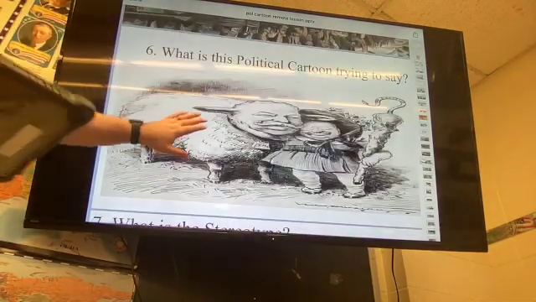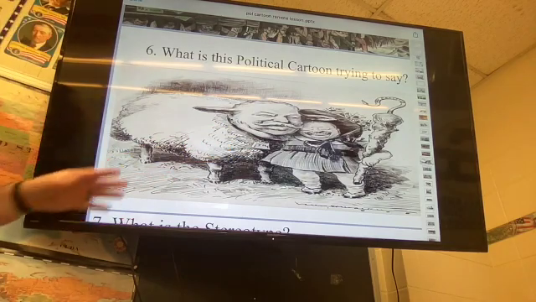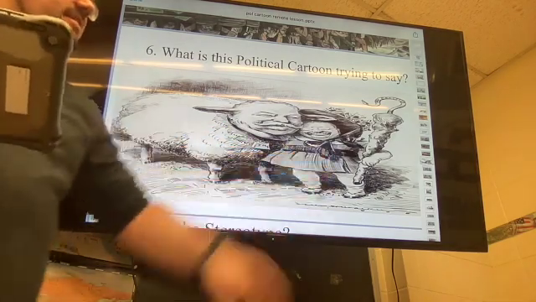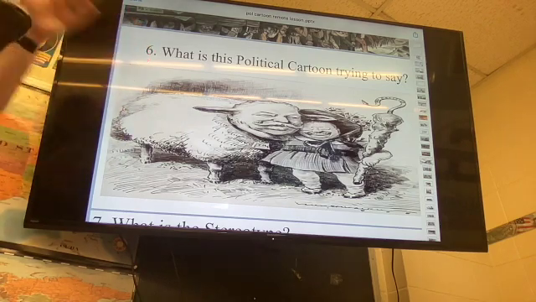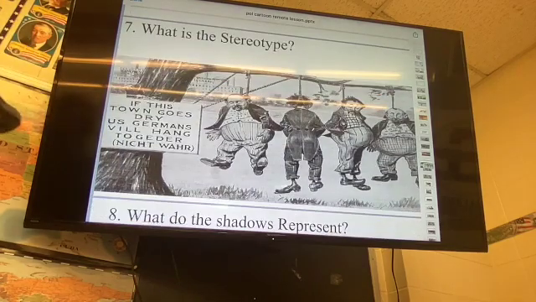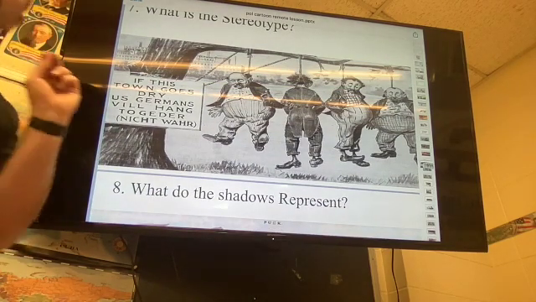Ooh, this is Teddy Roosevelt, and this is Taft. Taft is this sheep, and Teddy Roosevelt is the shepherd, if you will, Little Bo Peep. Tell me what this is talking about. This political cartoon is trying to say what about these two people? What is the stereotype here? We talked about this in the immigration unit. There's a stereotype of a group of people. What is the stereotype?